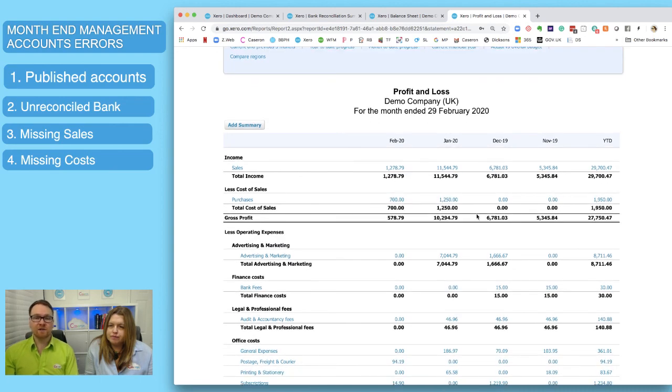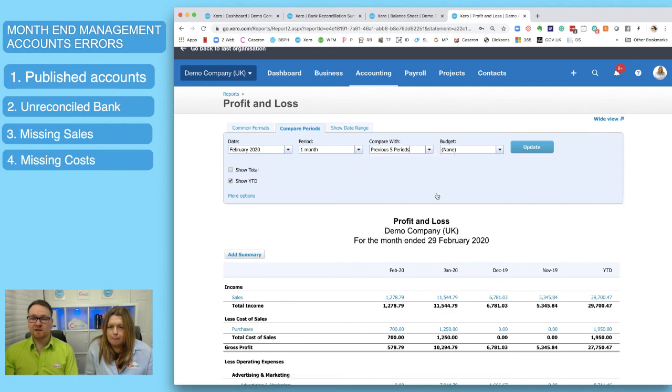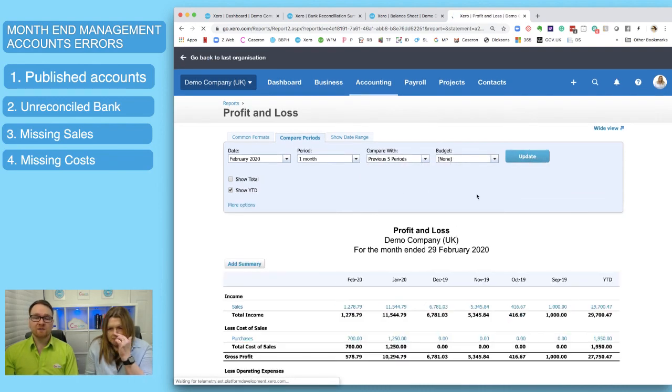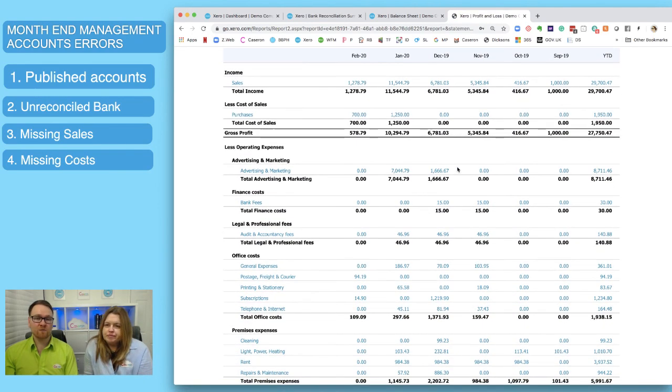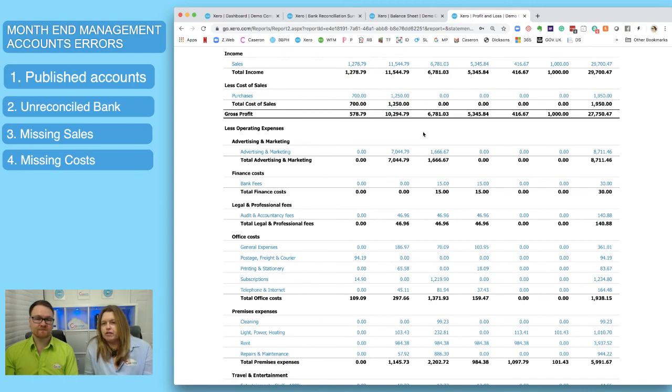And also, if you look at your profit and loss and compare the periods, say six months' worth of data, you'll usually find that your trends give away a bit of a hint as to whether or not you're missing any spends. It could be that they're in the wrong place. It could be that the invoice hasn't gone in altogether.